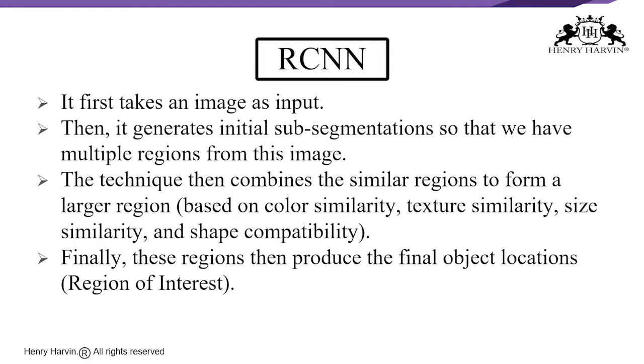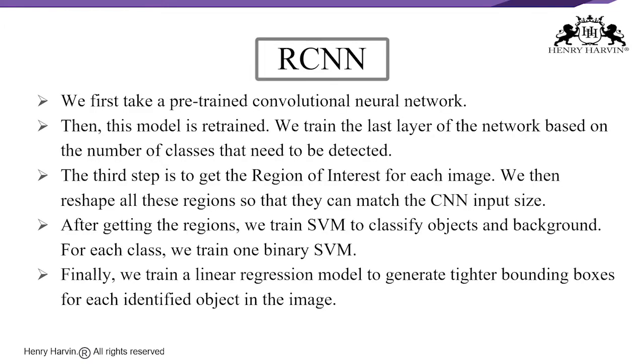Then these regions produce the final object locations, right? So how does this happen? We first take a pre-trained convolutional neural network. Then this model will be retrained. We train the last layer of the network based on the number of classes that need to be detected. Say, for example, in our image around 200 or 300 classes are to be detected, we will be training only the last layer of the network.